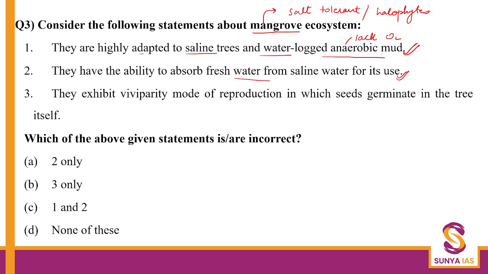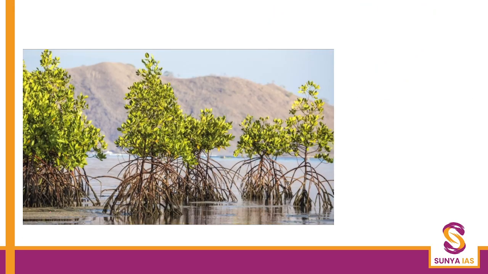And the third statement says that they exhibit viviparity, a mode of reproduction, right? They also explain that the seed germinates in the tree itself. Now this is also correct. Here it is asking you what is incorrect. In fact, all the three statements are correct. So none is incorrect. But I'll just quickly explain a few terms here.